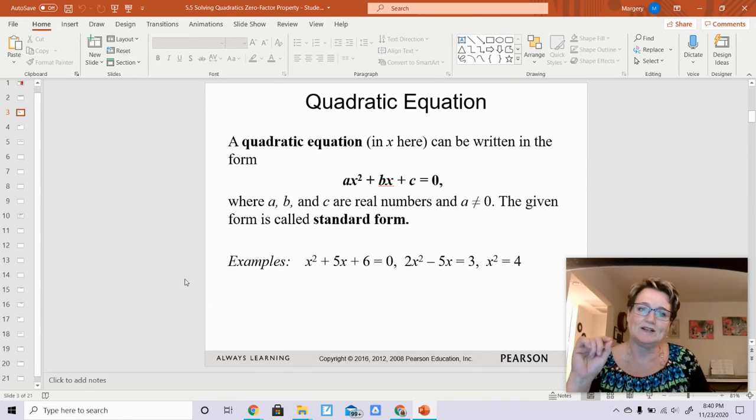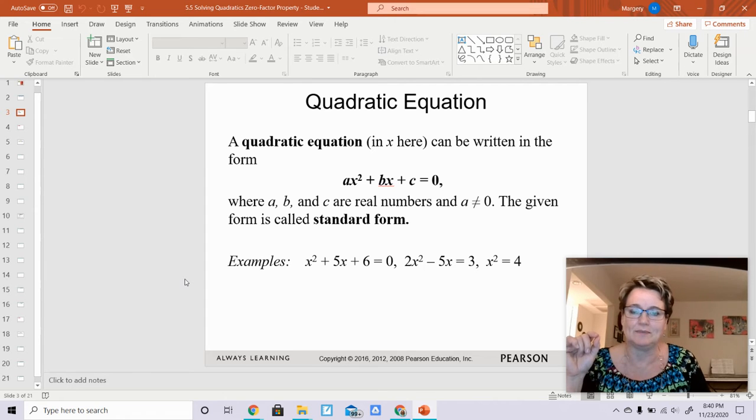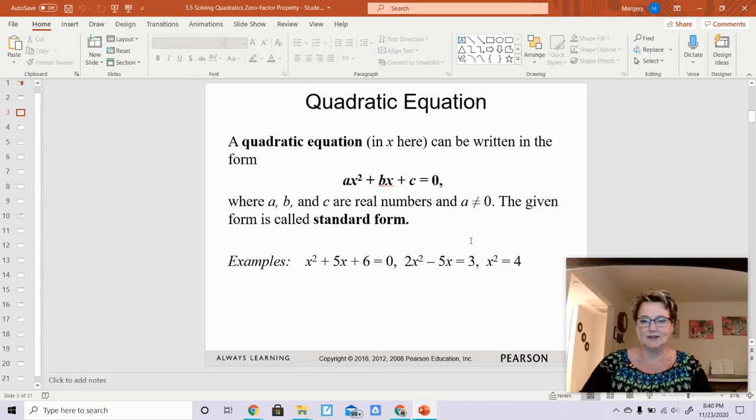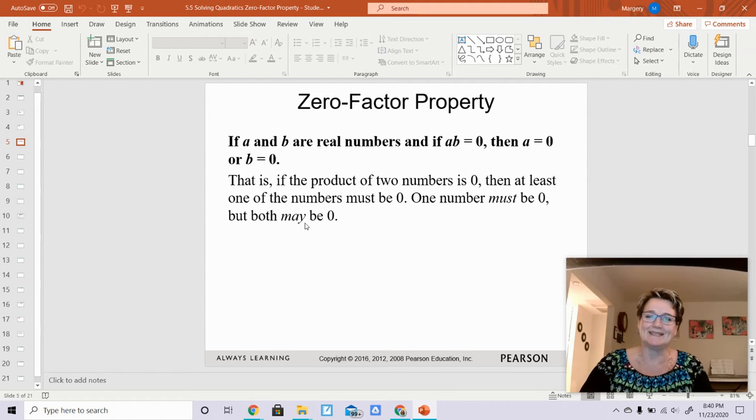You guys, we have a quadratic equation where it's ax squared plus bx plus c equals 0. That is known as standard form, where a is not equal to 0, because if it was, you'd have a linear equation. You would no longer have a quadratic term. So let's go ahead and get started.